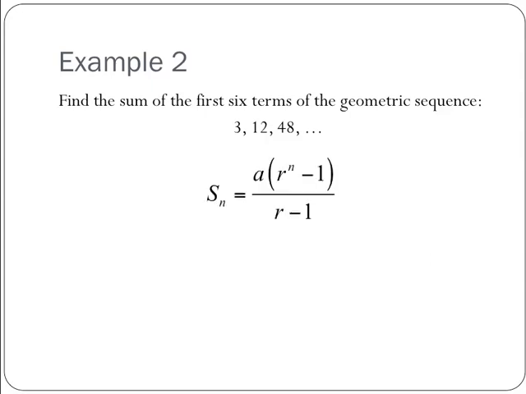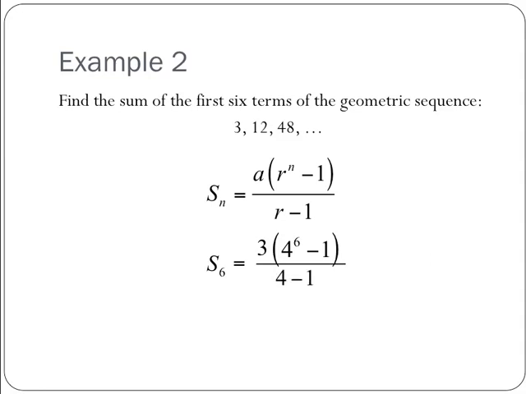So in this case, we're summing the first 6 terms. The first term is 3. The ratio, the number that we're multiplying to get to the next term, looks like it is 4. And then we're raising this to the 6th power because we're finding the sum of the first 6 terms.